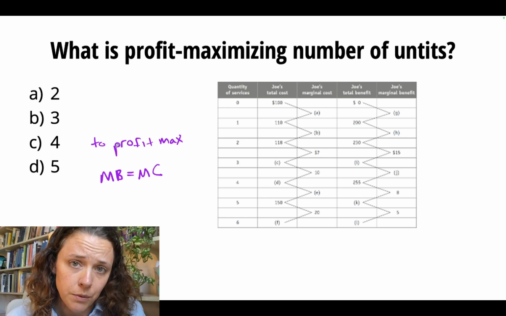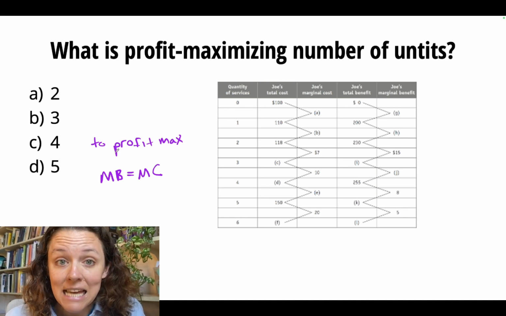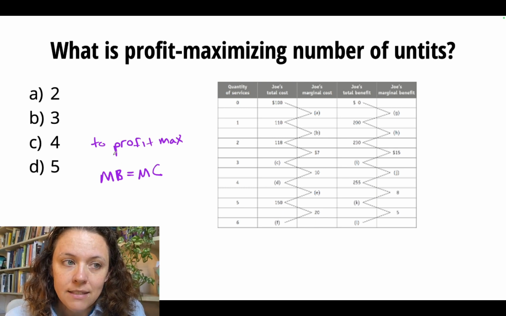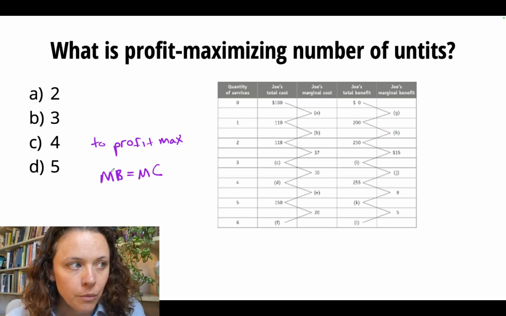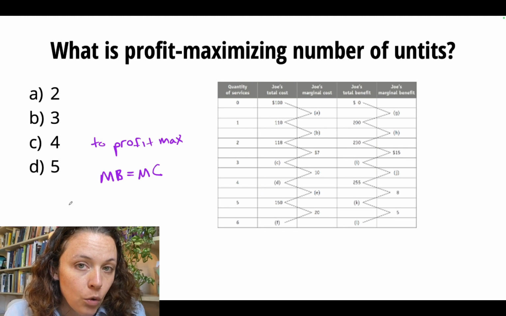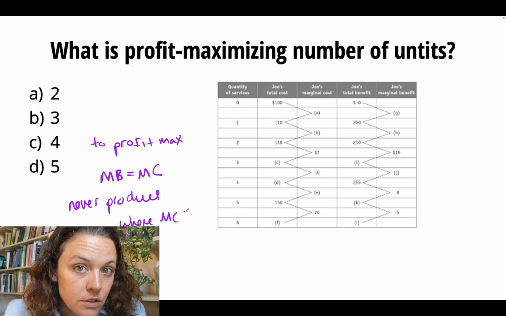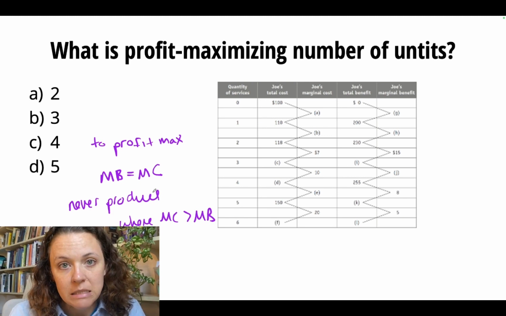Now, sometimes when you work through these problems, they won't meet exactly. This is another situation where we get some imprecision because things are discrete. That is, sometimes the point at which these might meet would be if Joe provided 2.75 units of services, and that's not something we can realistically do. So when we don't actually achieve that, we're going to get as close as possible without going over. We're never going to produce where the marginal cost is greater than the marginal benefit.